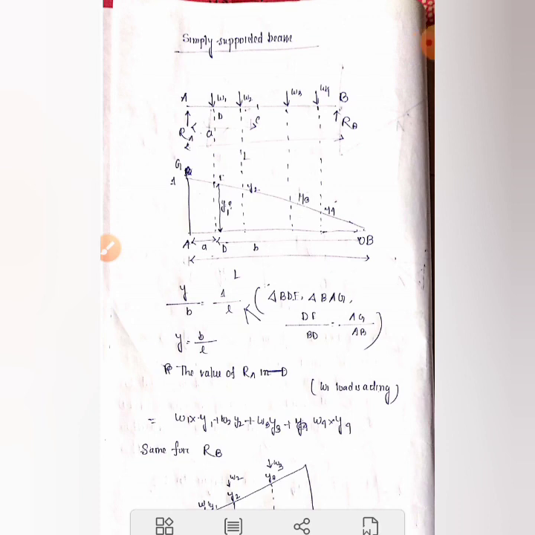Let's learn. So in the previous videos we have learned how to draw the ILD of simply supported beam, cantilever and overhanging beam. So in this video we'll learn how to use this ILD, or we'll learn how to solve a problem using the ILD.